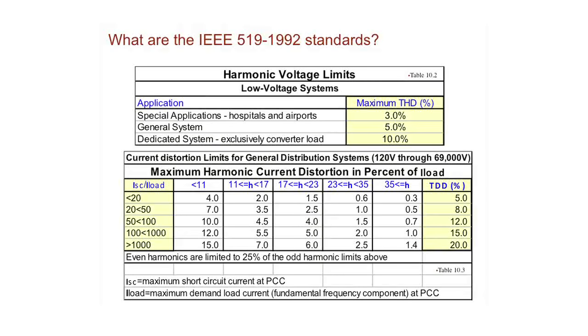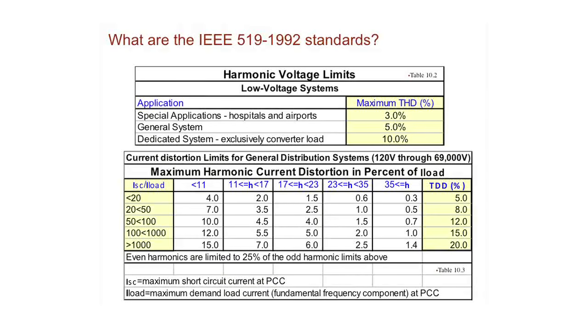Let's first look at the voltage limits. IEEE is not worried about the current distortion in the system. Everybody uses current, but it's really the voltage distortion that they're worried about. They're trying to make sure that you're not going to screw up your neighbor's power. But if we look at this, there's not just one level. There's special application: hospitals and airports get a 3% voltage distortion. General systems get a 5%, and a dedicated system gets a 10%.